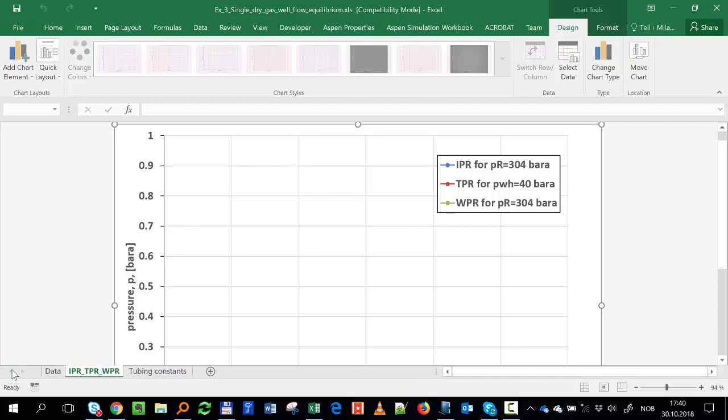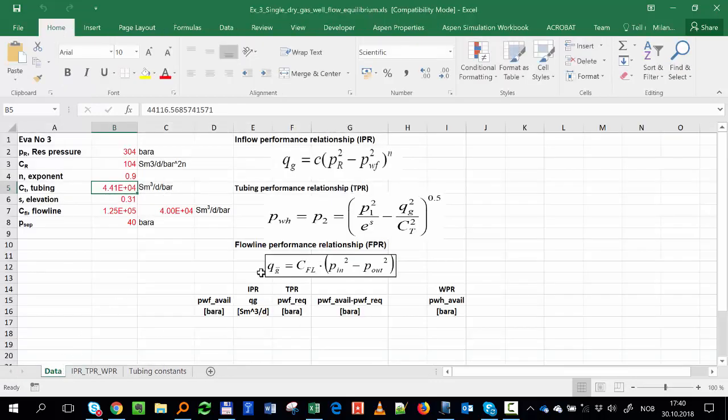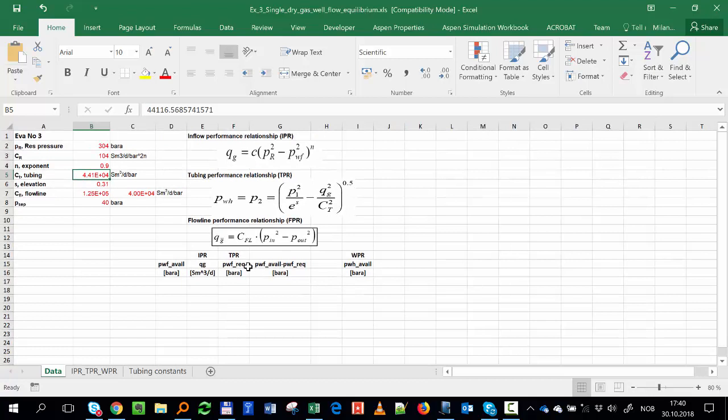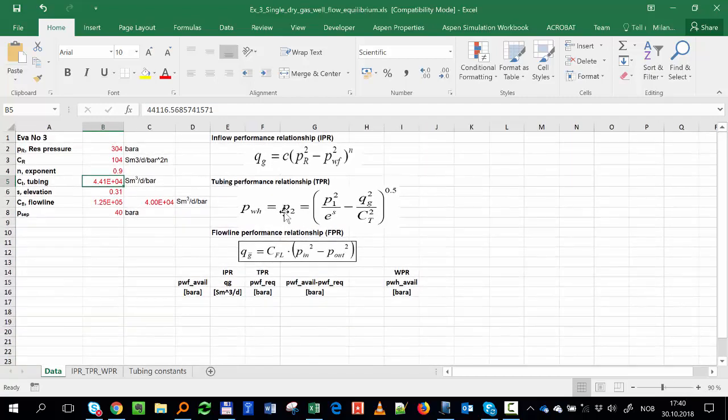Okay, and we go to data. That's going to be also another homework, so I suggest you do the work on it. For that, for the well, we are going to apply the equilibrium.